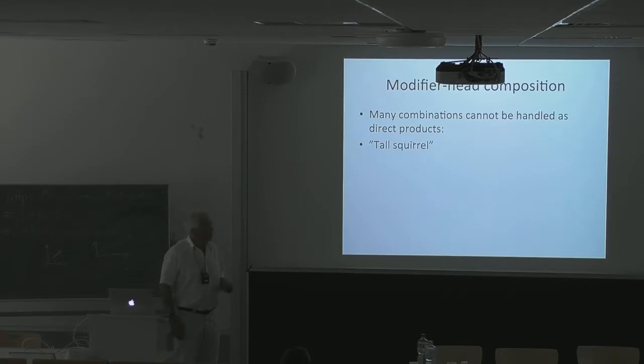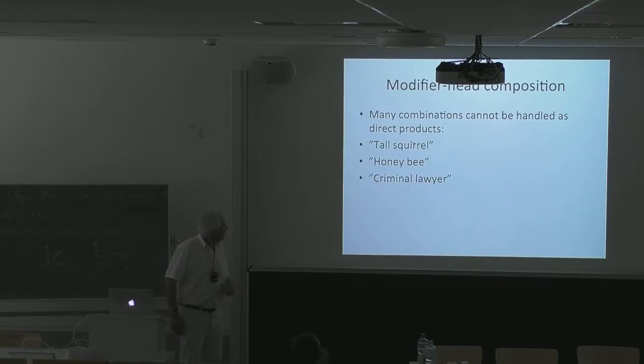Tall squirrel is not a tall animal. It's dependent, so that's a bit difficult. Honeybee is not an intersection between honeys and bees. It's called honeybee because the bees make honey, in contrast to maybe some other bees. I don't know what the contrast is.